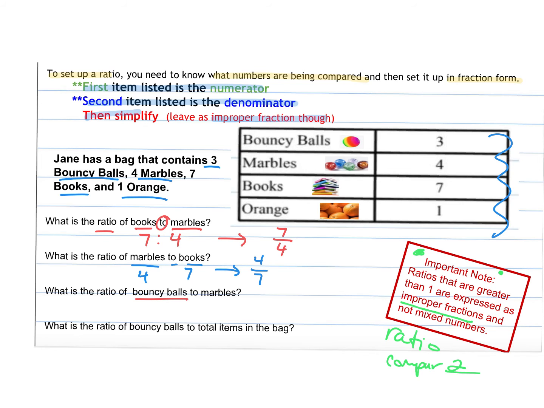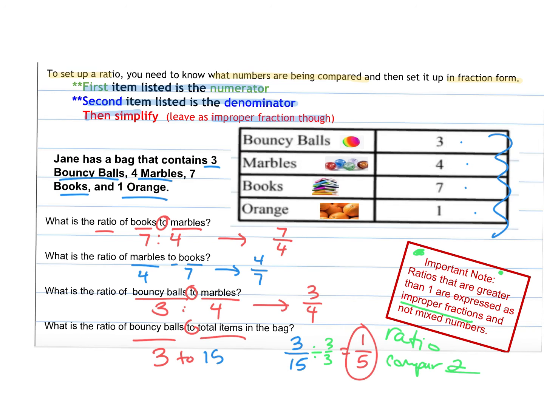Ratio of bouncy balls to marbles. We have 3 bouncy balls, looking at my table, to 4 marbles. So that is 3 to 4. The ratio of bouncy balls to total items is 3 to total. I have to count all of these up. So I have 3 plus 7 is 10, plus 4 plus 1, 5 more, to 15. As a fraction, that's 3 to 15. This I can simplify because they share a factor of 3. So that's the same as 1 to 5.